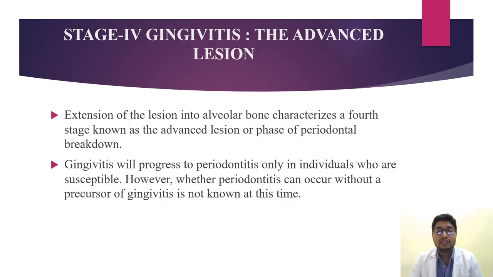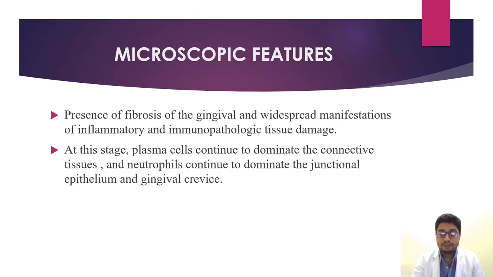So coming to stage 4, that is the advanced lesion. The extension of the lesion into alveolar bone characterizes the advanced stage, the fourth stage known as the advanced lesion or phase of periodontal breakdown. Gingivitis will progress to periodontitis only in individuals who are susceptible. However, whether periodontitis can occur without a precursor of gingivitis is not known at this time.